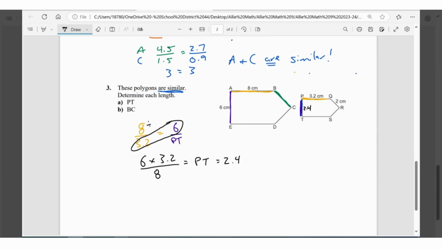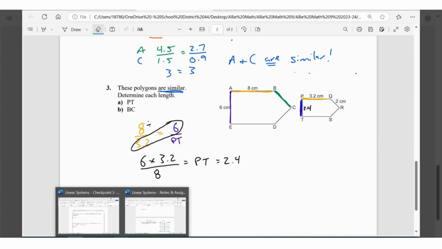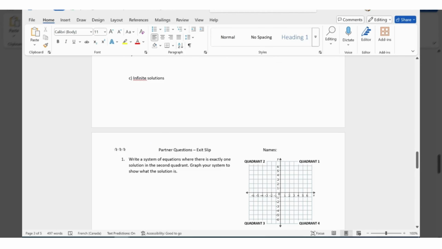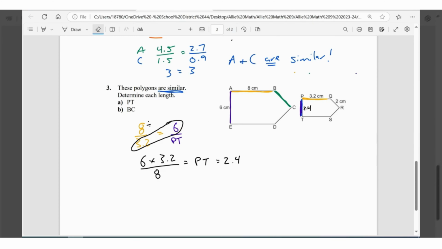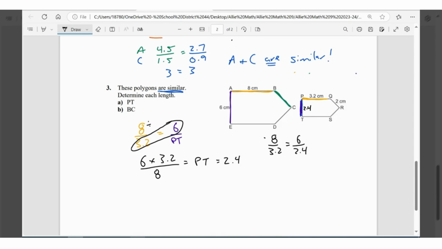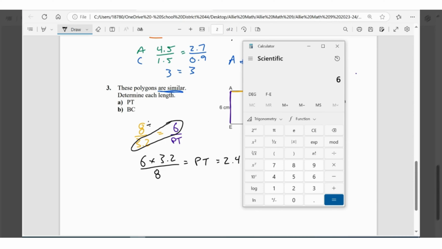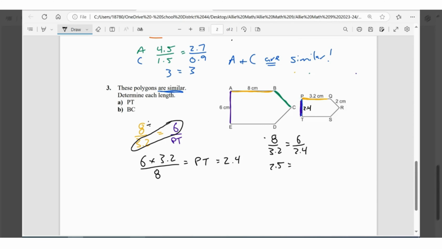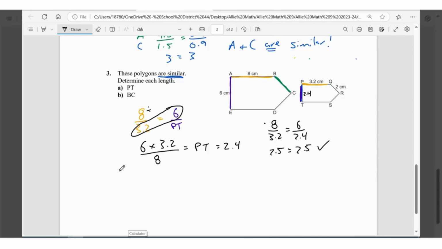And we can check that this answer is correct. We can say, is it true that 8 divided by 3.2 equals 6 divided by 2.4? We can check this. We can say, okay, 8 divided by 3.2 equals 2.5. And this should be equal to 6 divided by 2.4, 2.5. So we can be certain that we did that right. So let's do the next one.